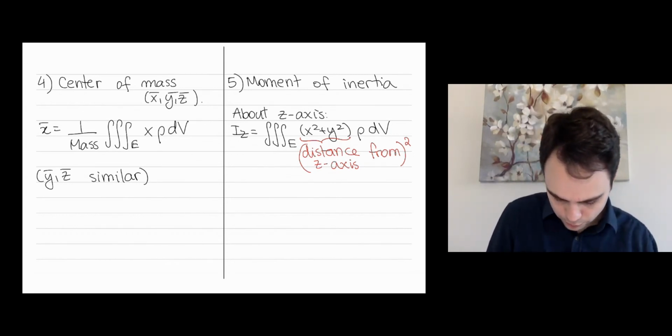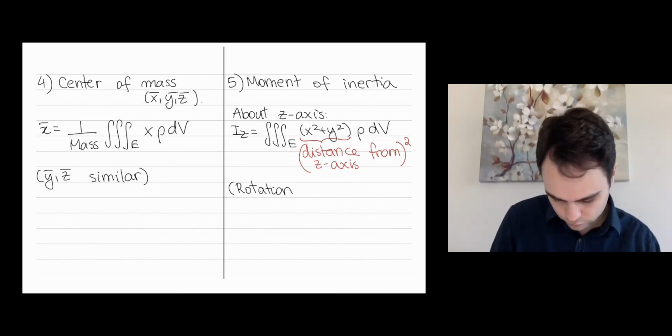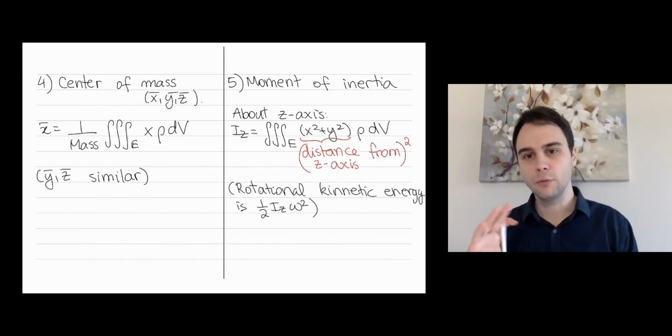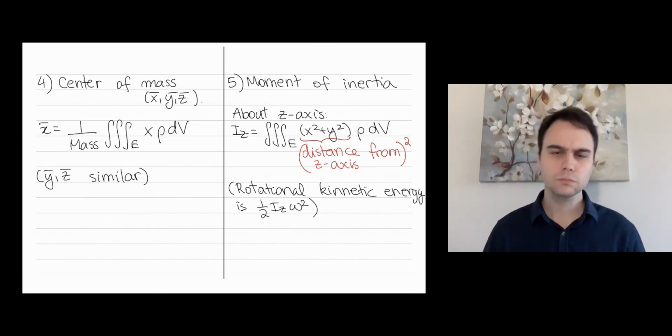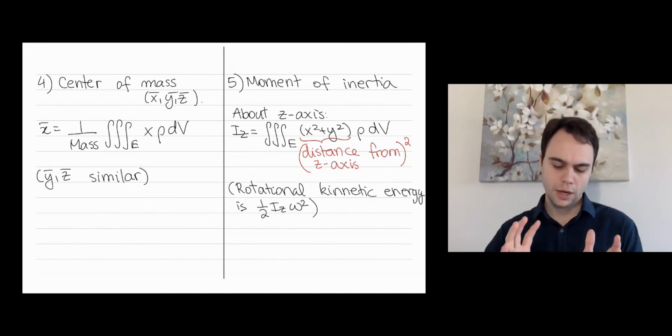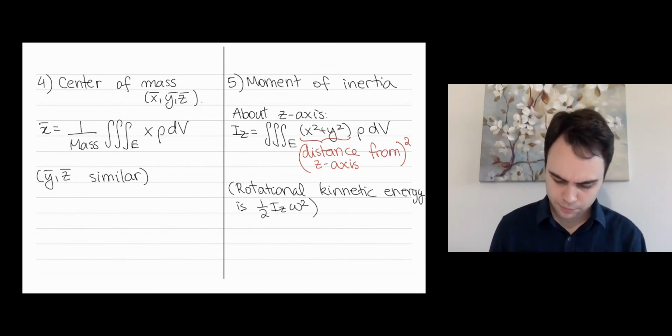As before, the point of this is that the rotational kinetic energy is a half of I_z omega squared, where omega is the angular speed. That is the angle rotated per unit time, the angle of rotation per unit time.